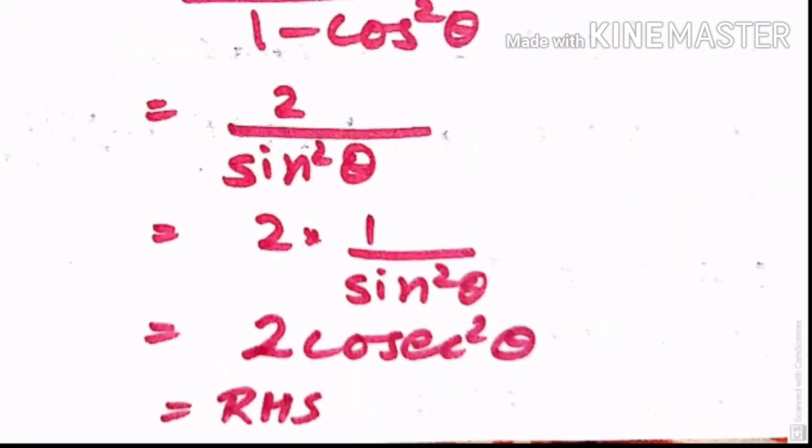Now next step, 1 minus cos square in the denominator, that relation is the square relation, sin square plus cos square is equal to 1.